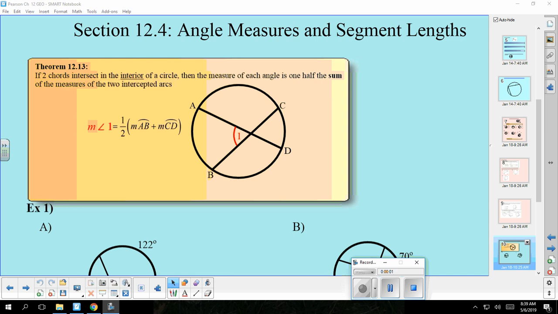Let's get into 12.4. This is more on angle measurements and segment lengths. You're going to take a quiz tomorrow, Tuesday. You can use the note packet on the quiz and the exam. A lot of this stuff with arcs and segment lengths, just match up with the pictures and the problem, and go ahead and use the notes.